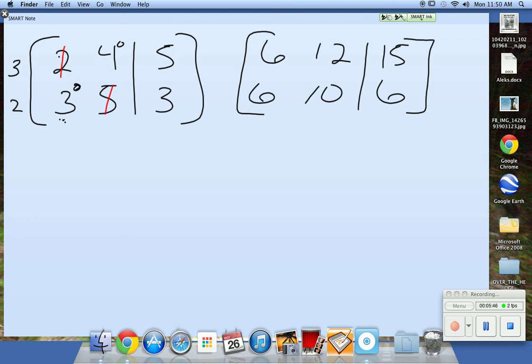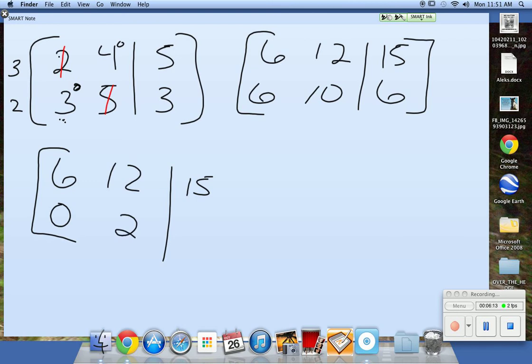So I'm going to rewrite this again. I better not do that, I'm going to confuse you guys. 6, 12, 15. I just rewrote that line down again. Now I'm going to subtract this. 6 minus 6 is 0, 12 minus 10 is 2, 15 minus 6 is 9.